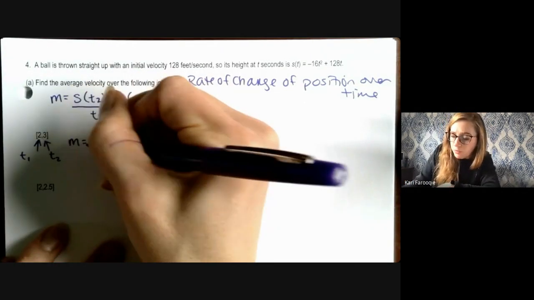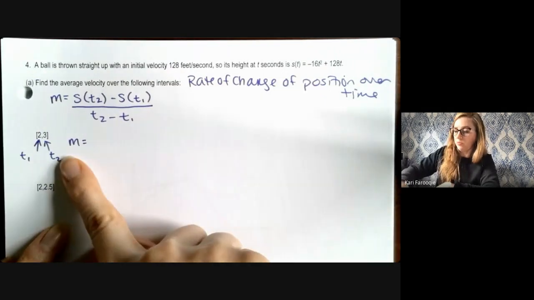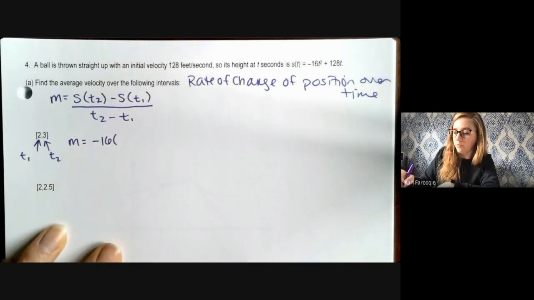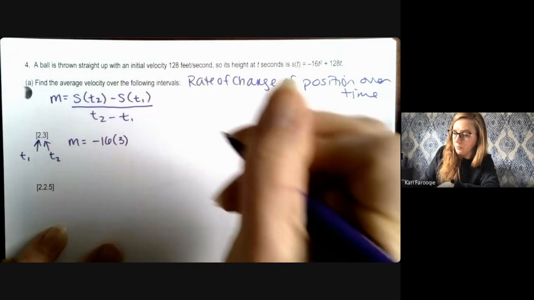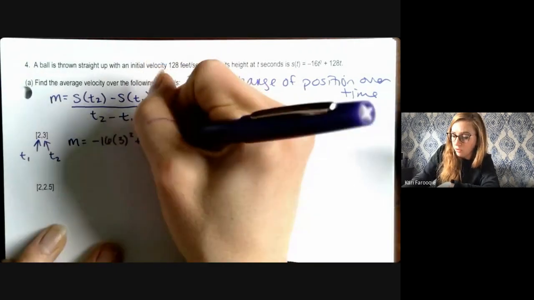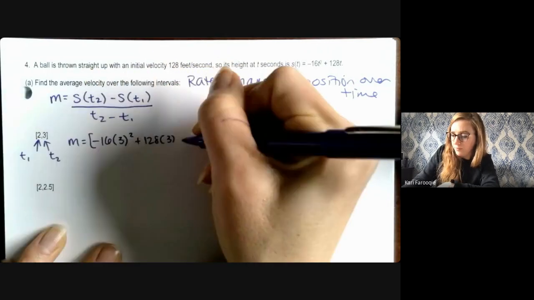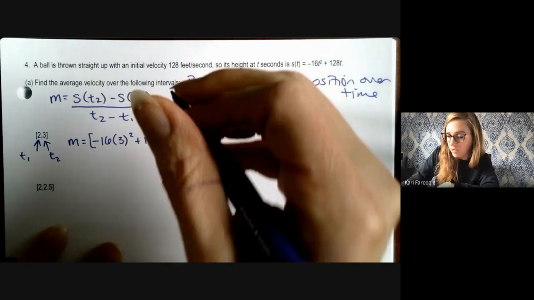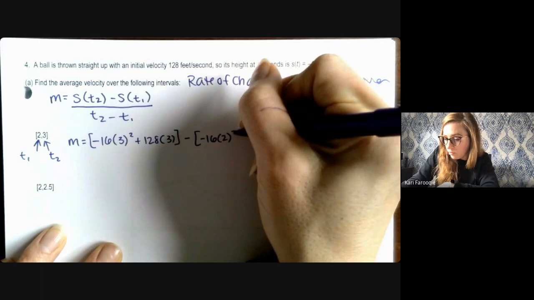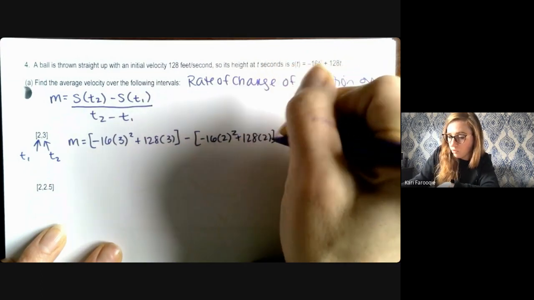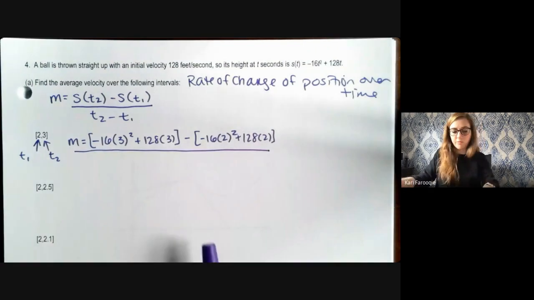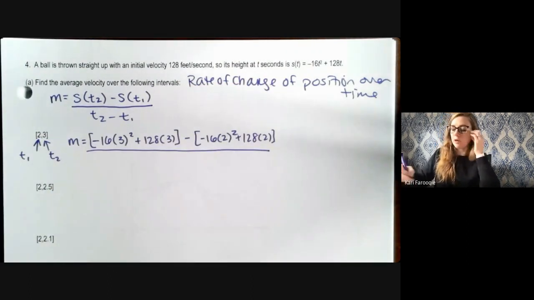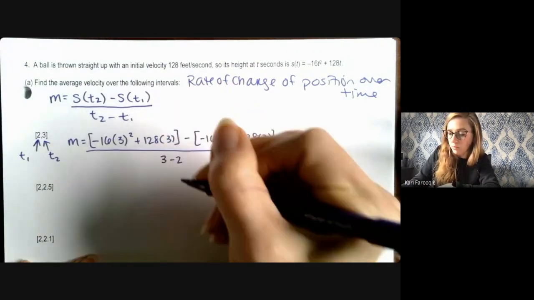So you're looking for the slope, which is going to be the position at T sub 2. So negative 16 times 3 squared plus 128 times 3, minus, and then you're going to take off the position function evaluated at T sub 1. So that will be negative 16 times 2 squared plus 128 times 2, divided by T sub 2 minus T sub 1, so 3 minus 2.